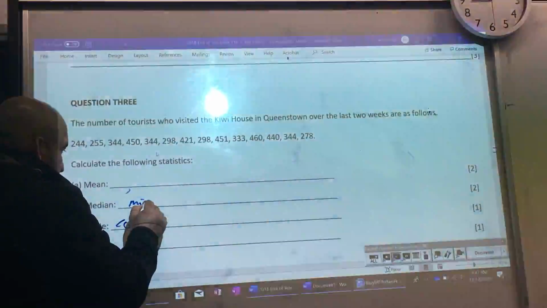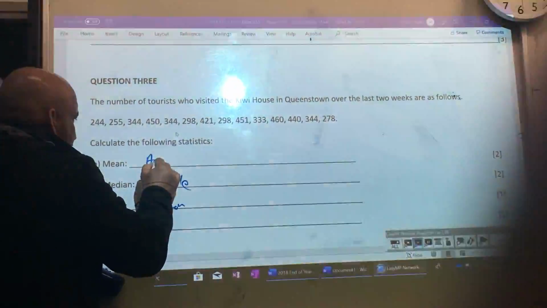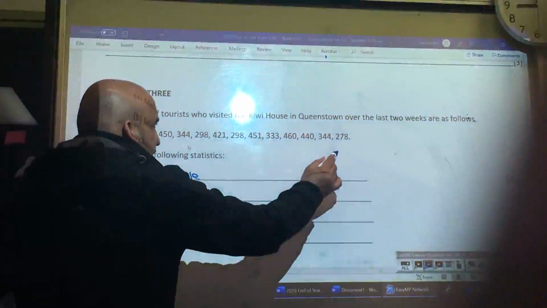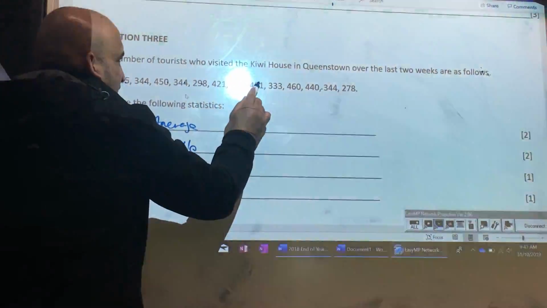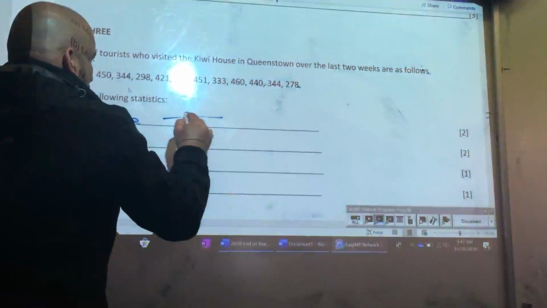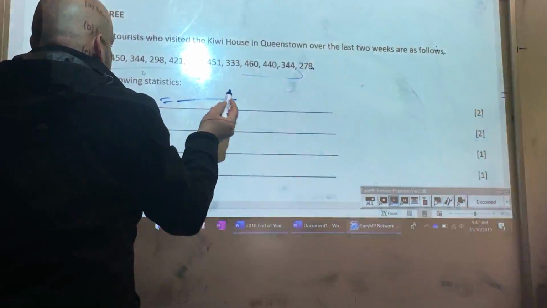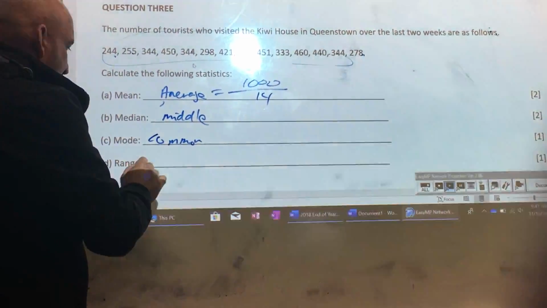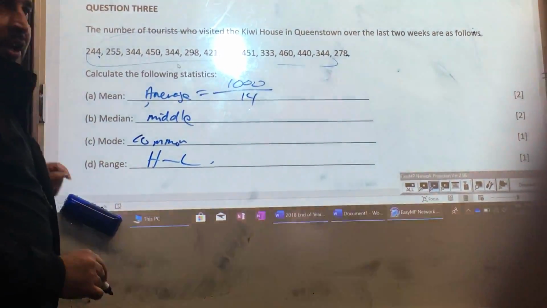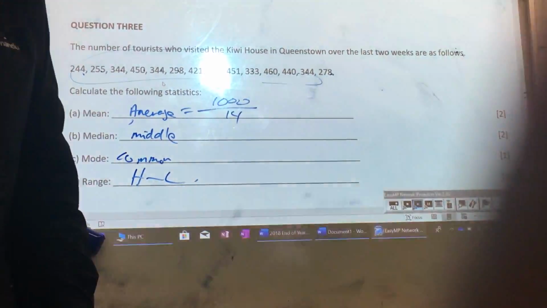Median is the middle number. Mean is the average. Average, add them all up, divide by how many of them there are. So 1, 2, 3, 4, 5, 6, 7, 8, 9, 10, 11, 12, 13, 14. Whatever is the total after you add them up, divide by 14. Range is highest minus lowest. Range is the highest number minus the lowest number there.